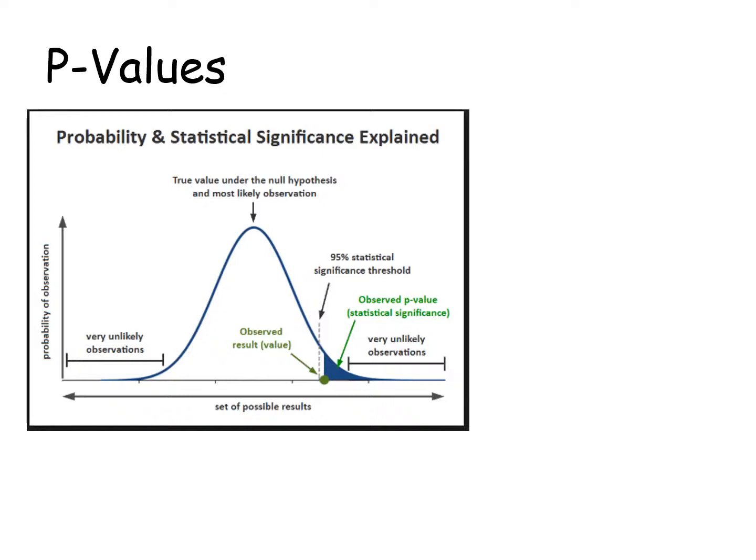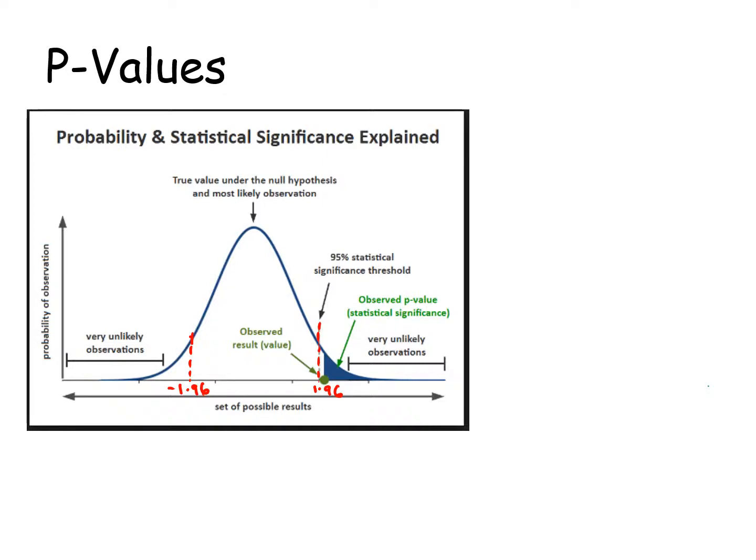We have a set of possible results. We have very unlikely observations here on the left and on the right, and the true value of the null hypothesis and most likely observations are there in the middle. So there's a 95% statistical significance threshold. And this is important because this one here, that's basically 1.96. And there's a matching one that is just about here, I think, and it's minus 1.96. And everything within that is good.